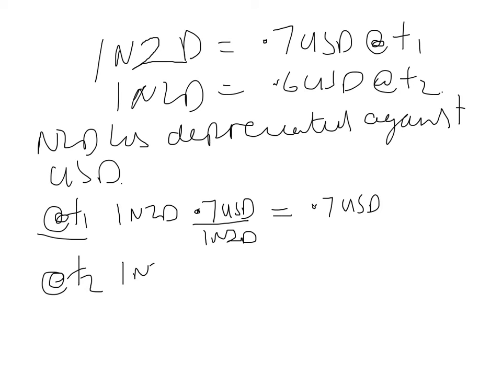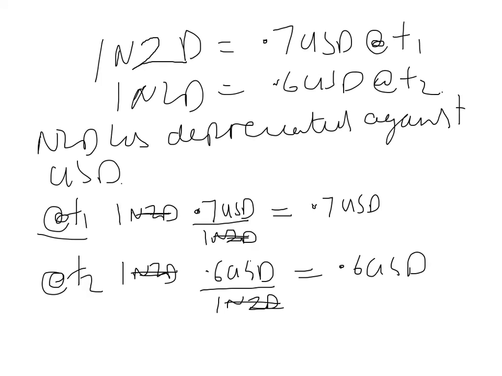Alright, what about at T2? Right, so we've got 1 New Zealand dollar. What's our ratio? It's going to be 0.6 US dollars over 1 New Zealand dollar. Now, New Zealand dollars cancel out, don't they? Agreed. I should have done that up here. And what we've got here is that we've got 0.6 US dollars.